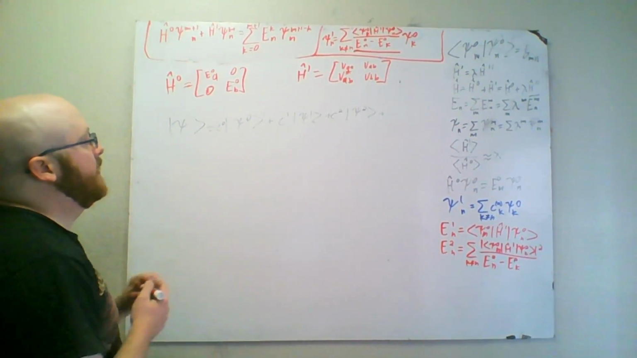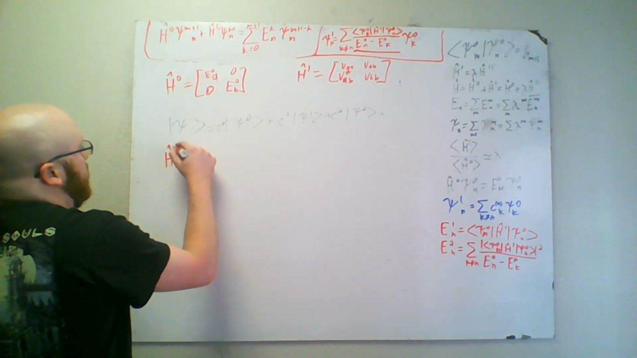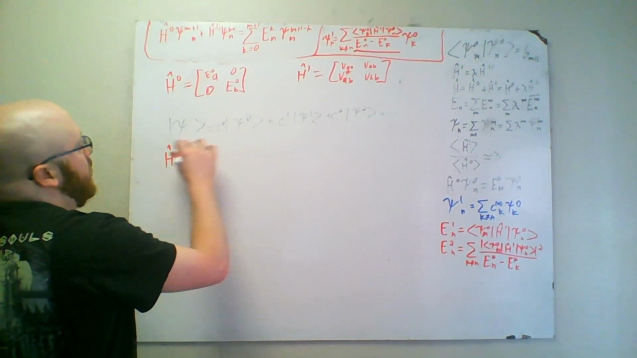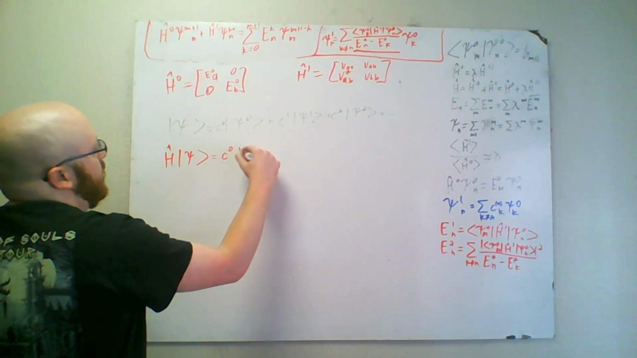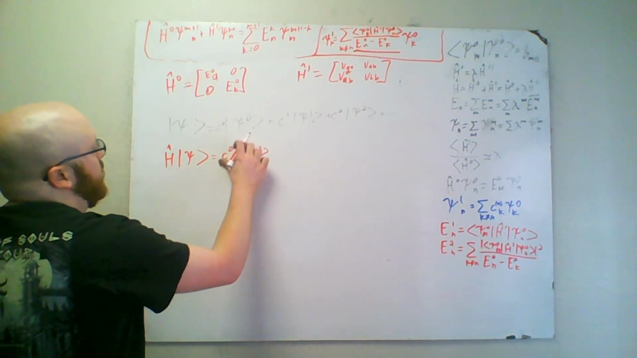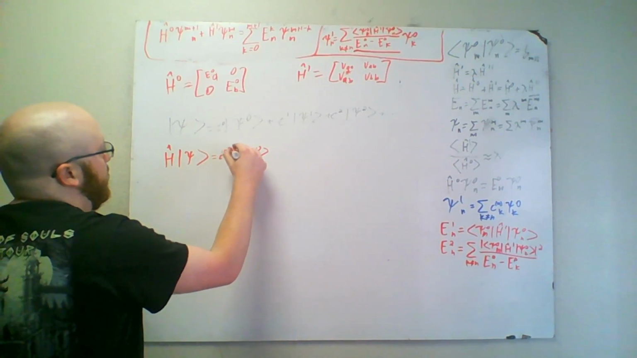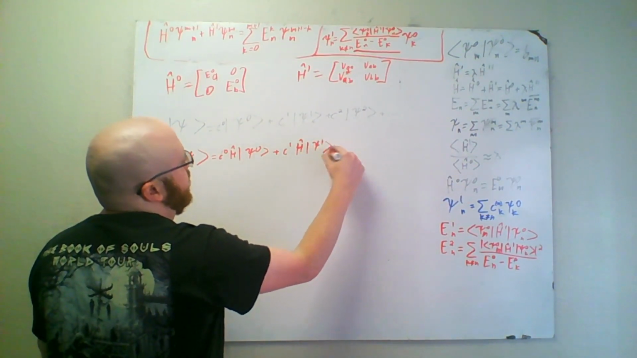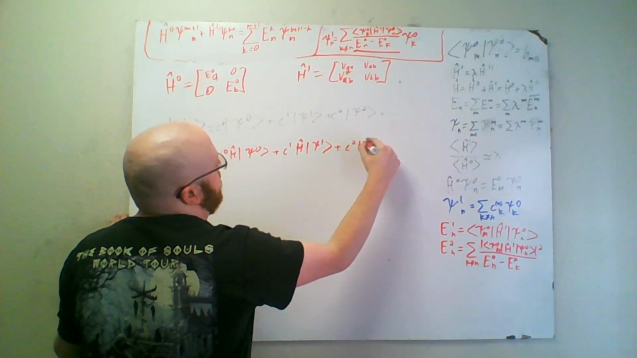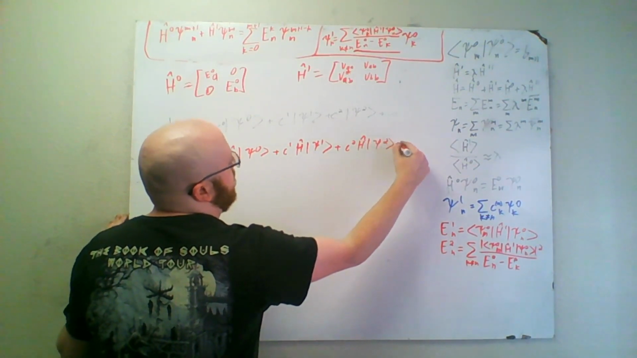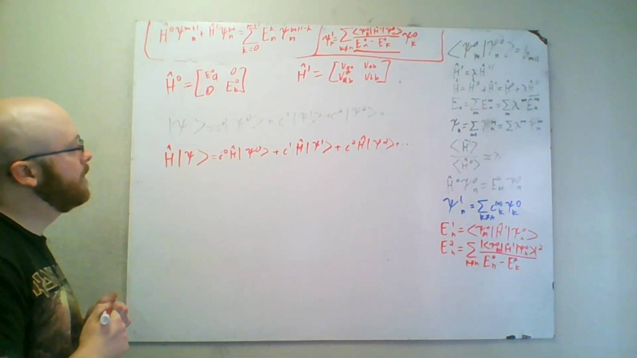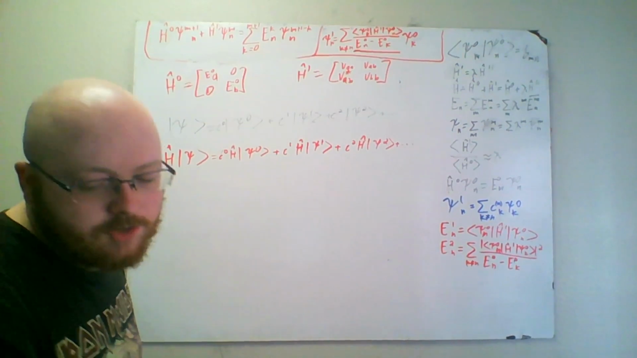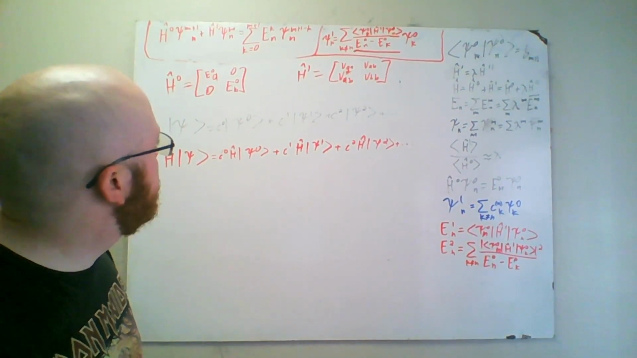So you have this guy, right? And then let's apply the Hamiltonian to it. This equals C0 times the Hamiltonian applied to psi 0, plus C1 times the Hamiltonian applied to psi 1, plus C2 times the Hamiltonian applied to psi 2, plus dot dot dot. It just keeps going on forever. But we've set it up so that the Hamiltonian applied to this gets us the nth energy thing, right?